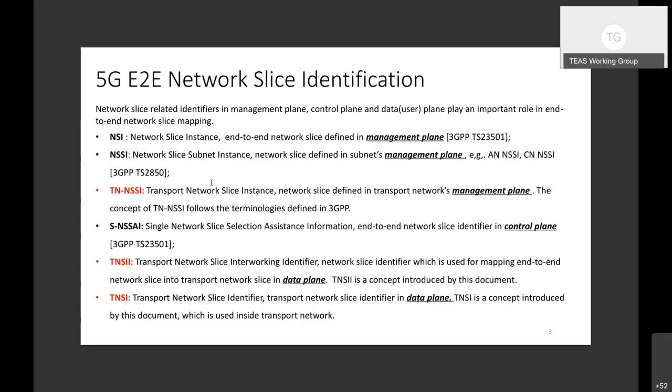The next is S-NSSAI, which means single network slice selection assistance information, which could be used as the end-to-end network slice identifier in the control plane. TNSII means transport network slice interworking identifier, which is used for mapping the end-to-end network slice into the transport network slice in the data plane. TNSII is a concept introduced by this document. And we also introduce another concept, TNSI, which means transport network slice identifier, that is used for network slice identification inside the transport network of the data plane.